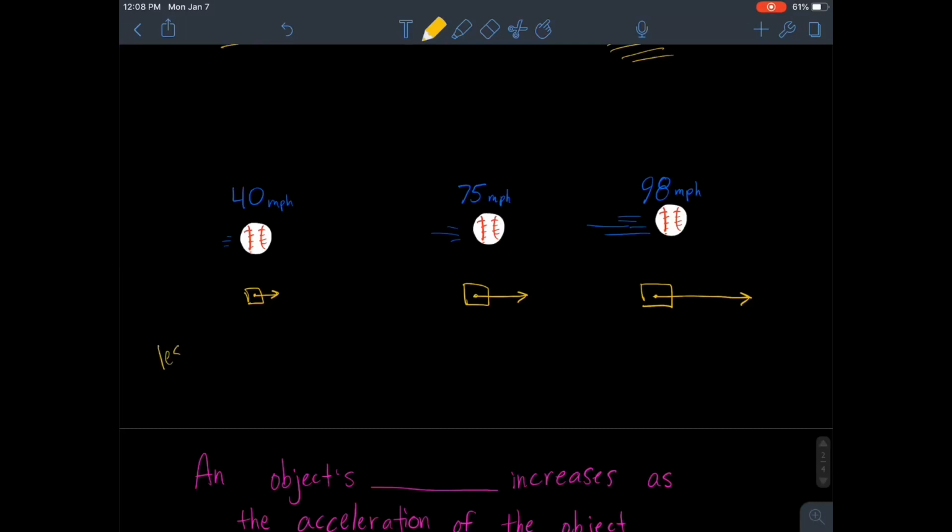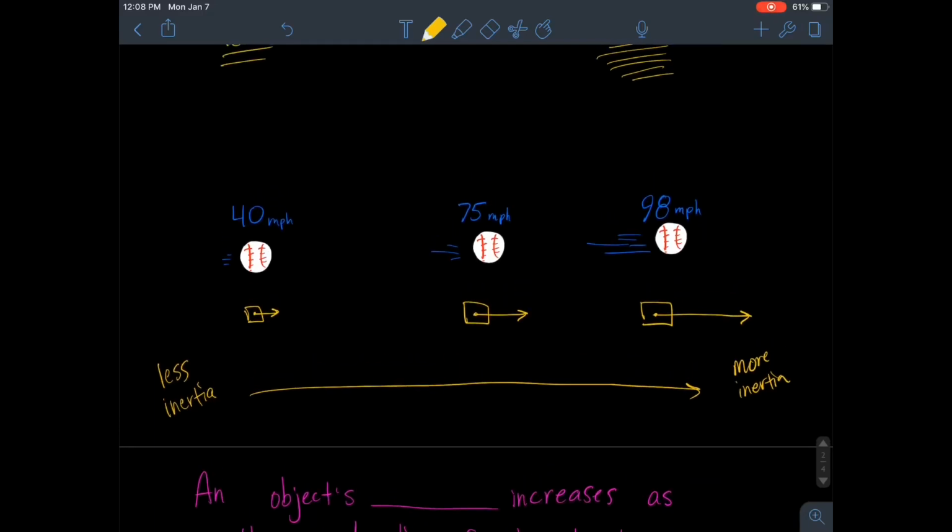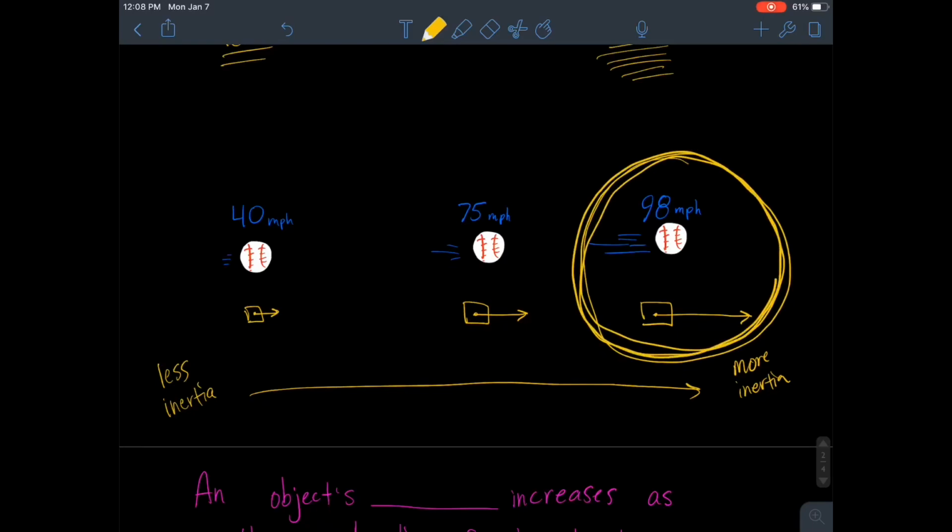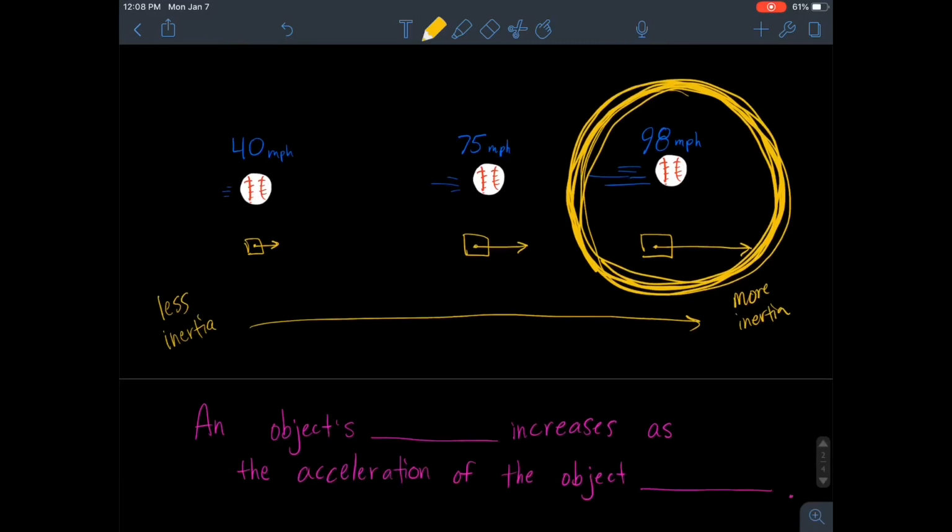So what we would say is the one that's moving slower has less inertia compared to the one that's traveling faster, which has more inertia. The more inertia it has, the harder it is to change its direction. That's why pitchers try to throw really, really hard, not only to mess with the reaction speed of the batter, but also because it's harder to hit a home run if the ball is moving at a faster speed.